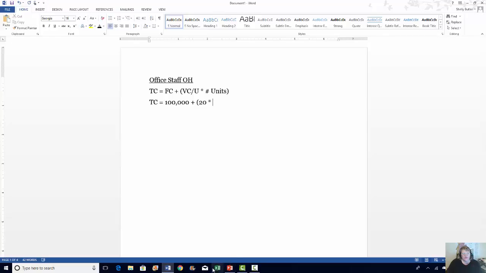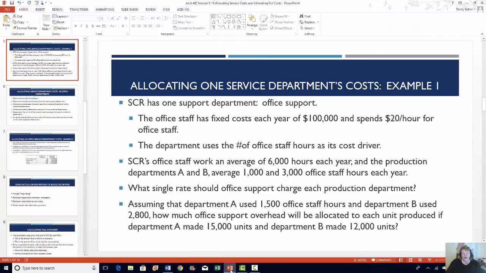Can I bring that up? Am I going to be able to do it? Yes. Okay, so departments A and B average 1,000 and 3,000 office hours each year. Even though they work an average of 6,000 hours, our departments only average 4,000 hours. You can split these up and get the rate for 6,000, but we're just going to do the production departments A and B and what they use.